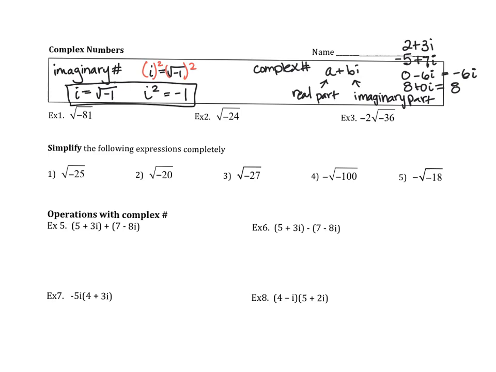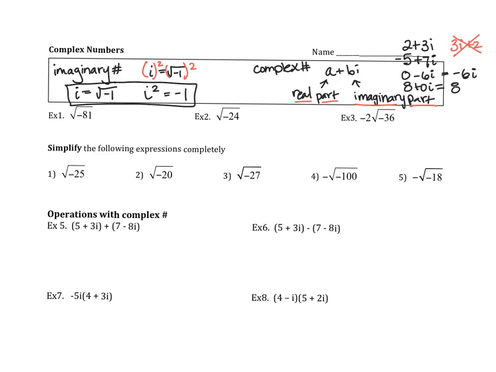So these are all examples of complex numbers. Please note, and I'll point this out later, the real part always comes first, and the imaginary part that has an i always comes second. In other words, going back up to my first example, we would never write 3i plus 2. We always write the 2 first, that's the real part, and the 3i second. So let's take a look at some examples.